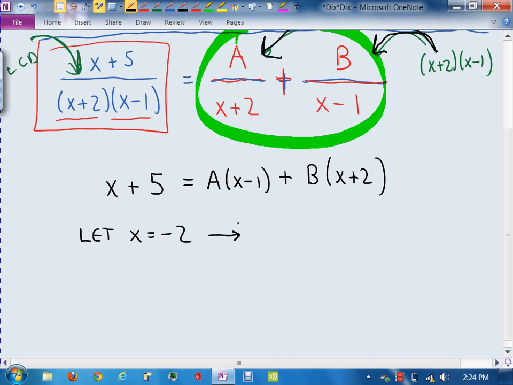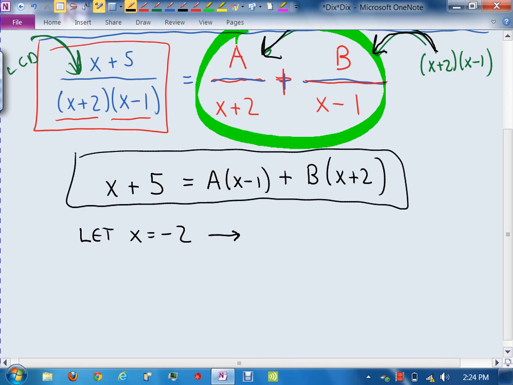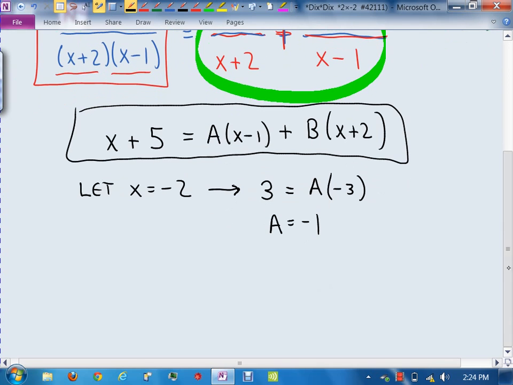What does the left side of this equation become? This is the equation I'm working with right here. What does the left side become? 3 equals a times -3. And then divide both sides by -3. A is -1. I already know what a is. Make sense? Now, let's figure out what b is.